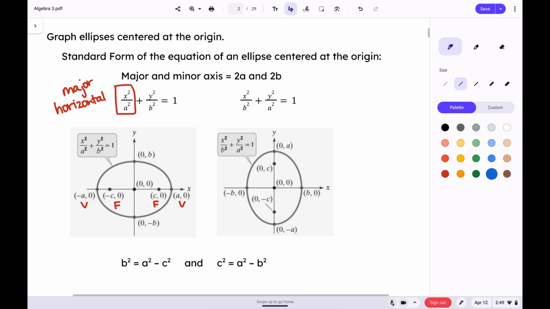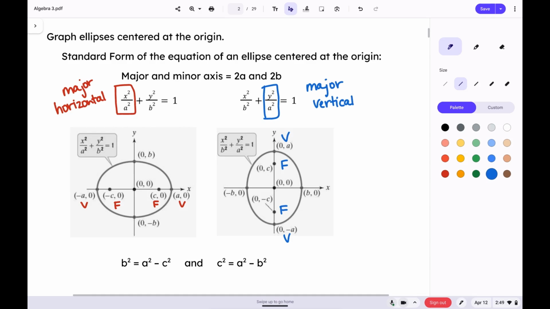On the other side of things, you can see how it shifts because the a squared now is underneath the y squared value. So this side means that it would be a major vertical graph. Okay, it'd be going up or down. Again, this is going to just shift. My A's now are still my vertices, but those are going to be going up and down. And the C's are my foci, and so those, again, are going up and down instead of what they did on the first example. And then your B points are now along the x-axis because that's going to be your minor axis.